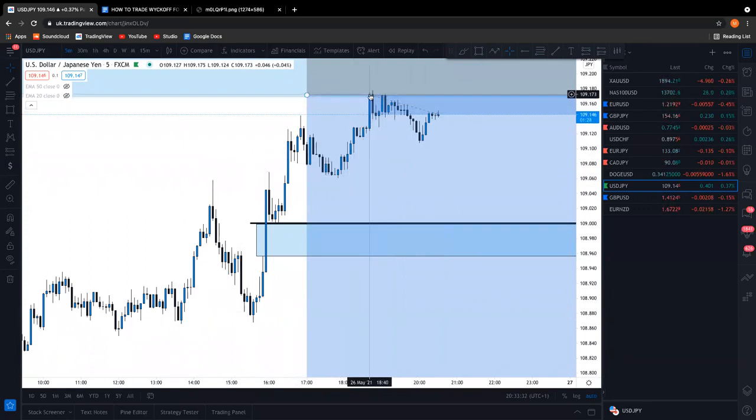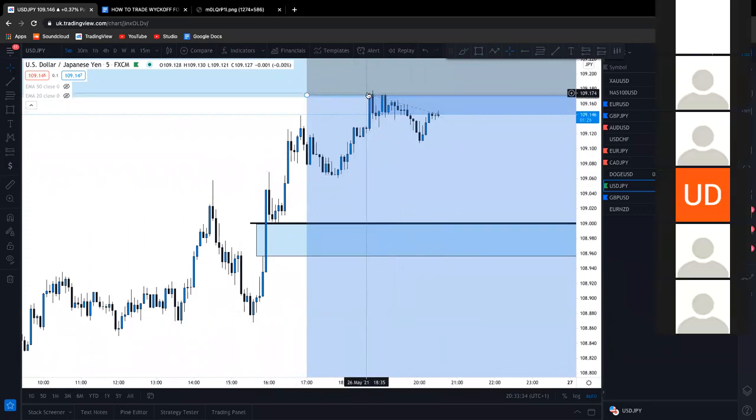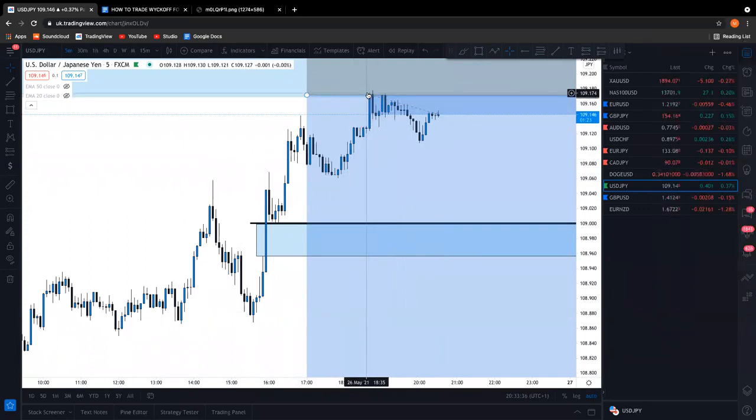I did get my entry right at the top, and I can send through my entry onto Discord if you want me to. Of course, I'll hide out my lots, but I'll definitely send through my actual MetaTrader 4 entry. But yeah, that's a quick breakdown of that. I think that's all we really have time for today.